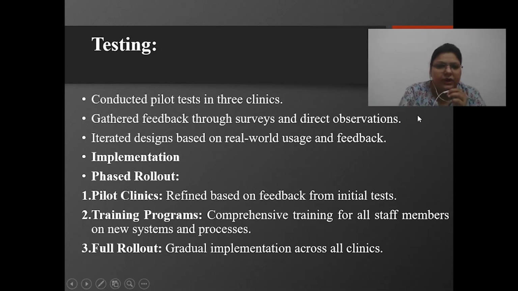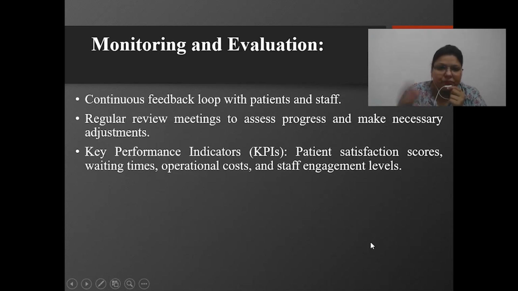Next is how they implement these things. Phased rollouts, pilot clinics, training programs and full rollouts. Pilot clinics means refine based on feedback from initial test. Training programs, we know how to provide the training to the staff. Next is full rollout, a gradual implementation across all the clinics.